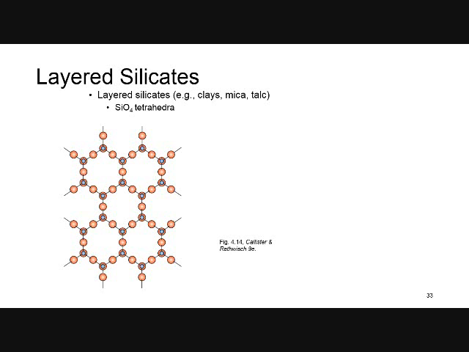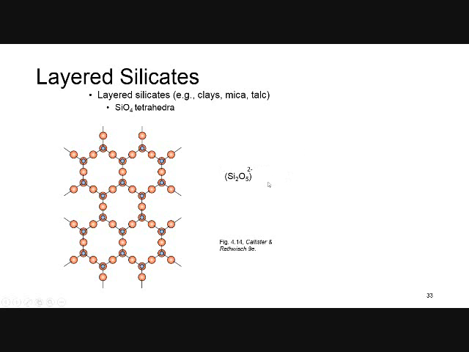Another one is layered silicate, as you can see here in this photo, down on the left hand side. As it's mentioned here, the examples are clays, mica, and talc. Here, silica tetrahedra are connected together to form a 2D plane. A net negative charge is associated with each Si2O5 unit.